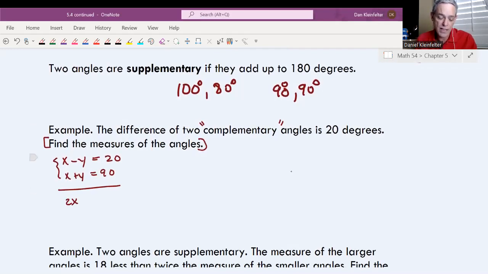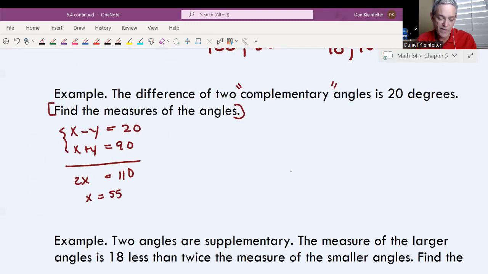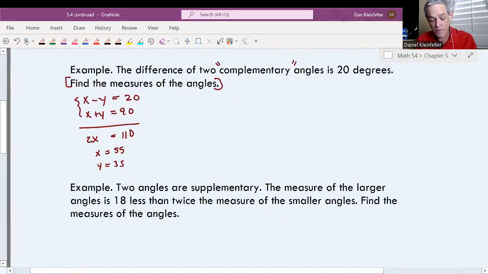Our system is good for elimination. So we'll get 2x is equal to 110, so that x is 55. Once you have x is 55, then y will be 35. Those two differ by 20, and also they add to 90. So there's our two angles.